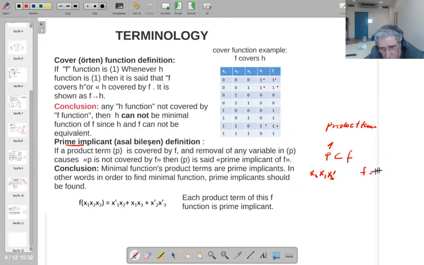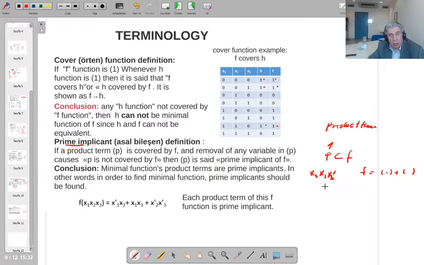So this product term is covered by f, isn't it? Any product term here is covered by f. Wherever this one, whatever the others are, your function is going to be 1. Now it says this product term is called a prime implicant if you remove one of the variables here, it is not covered by f anymore. That means if it is so for all the variables in this product term, then it is called a prime implicant.